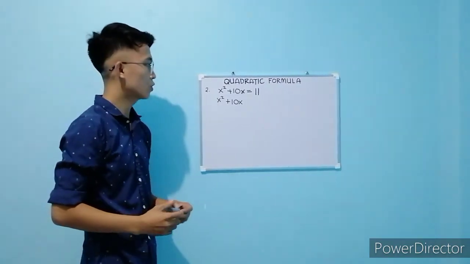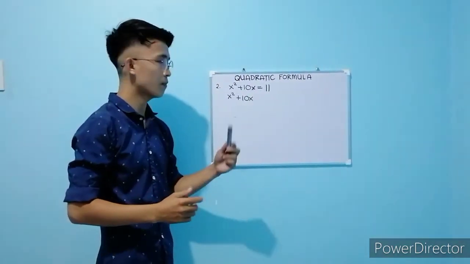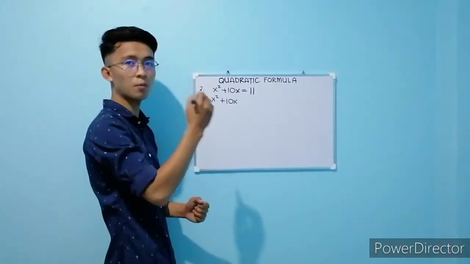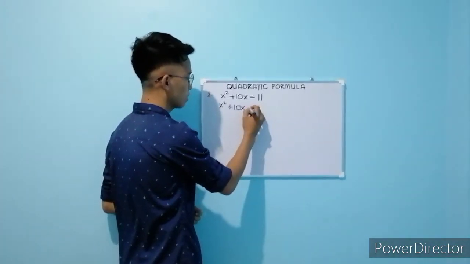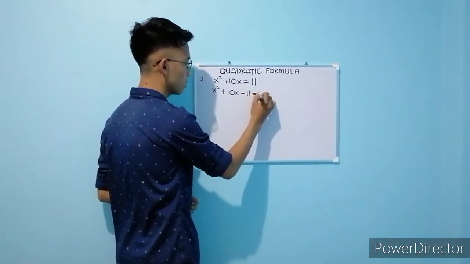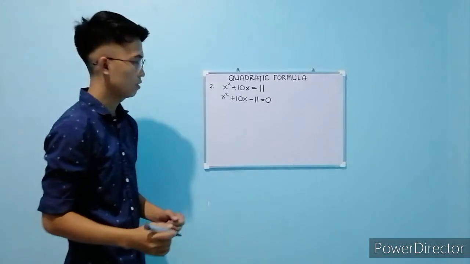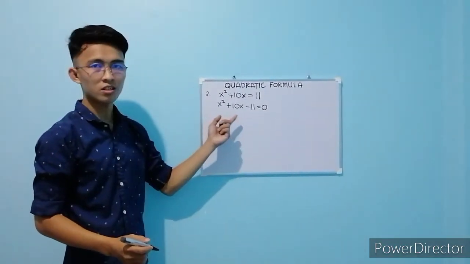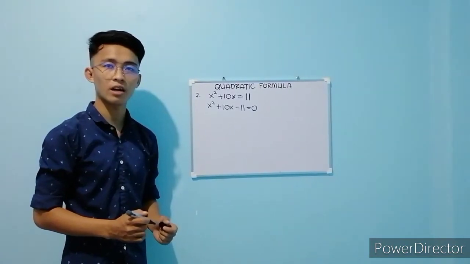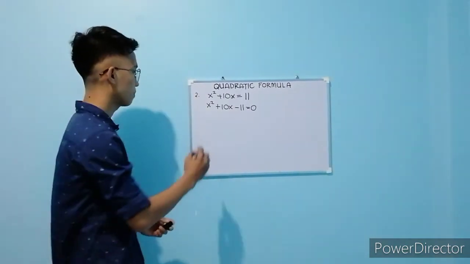The number 11 should be on the left side of the equal sign, so we need to transpose it using the addition property of equality. That is negative 11 is equal to 0. Okay, since it's already in its general equation, we can now identify the values of a, b, and c.